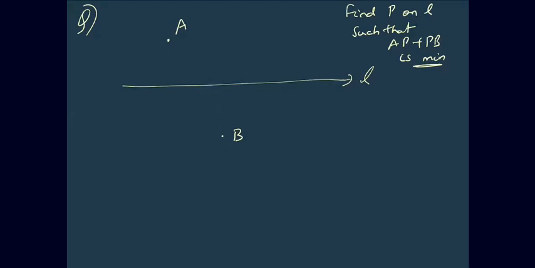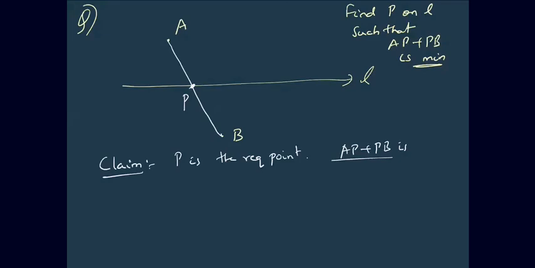Okay, so let us discuss this problem. I'm joining the points A and B, and the point of intersection of the line AB and the line L, I'm naming it as P. Now I'm claiming that this point P is the required point, that is, AP plus PB is minimum. Now I'll prove that my P is the required point.